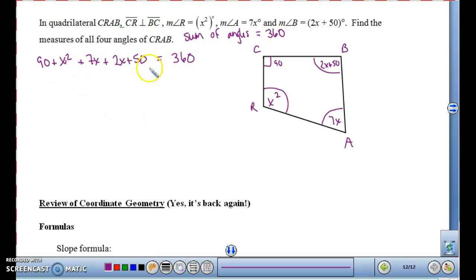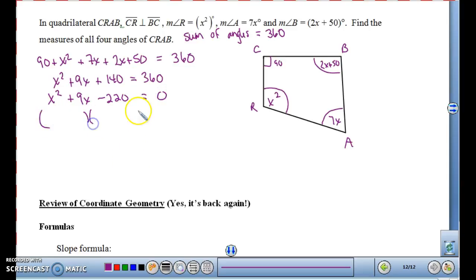Okay, so I'm going to combine my terms and put it in order. So this is going to be x squared plus 9x plus 140 equals 360. All right, so this is a quadratic equation. It has to be equal to 0, so we have to subtract the 360. That gives me x squared plus 9x minus 220 is equal to 0. Factor, factor, factor.